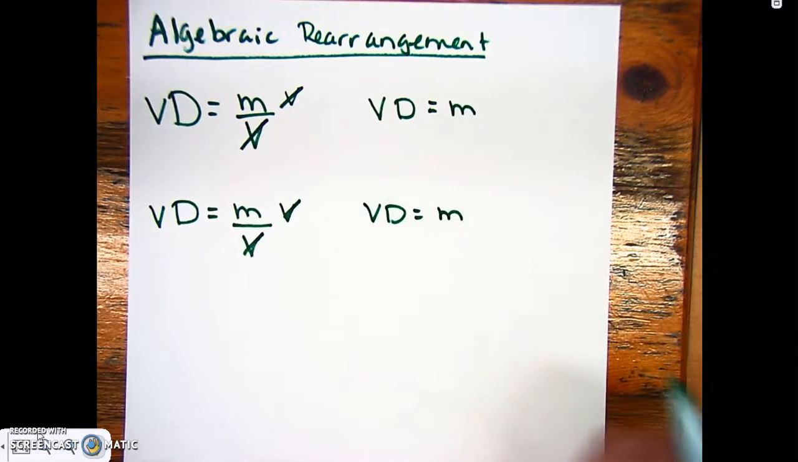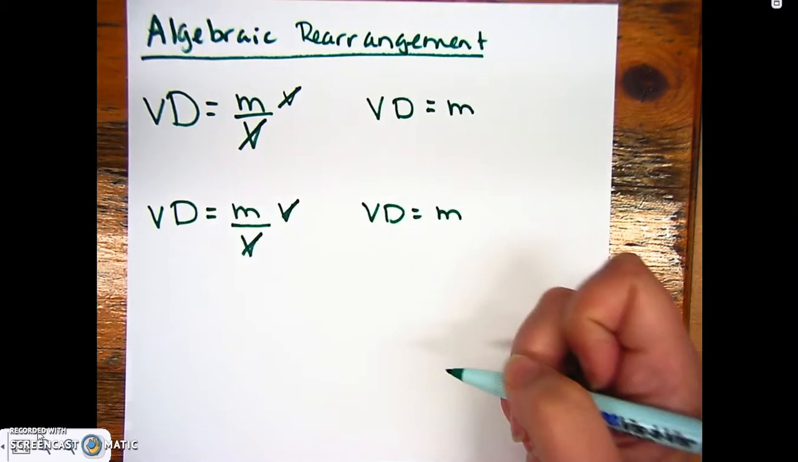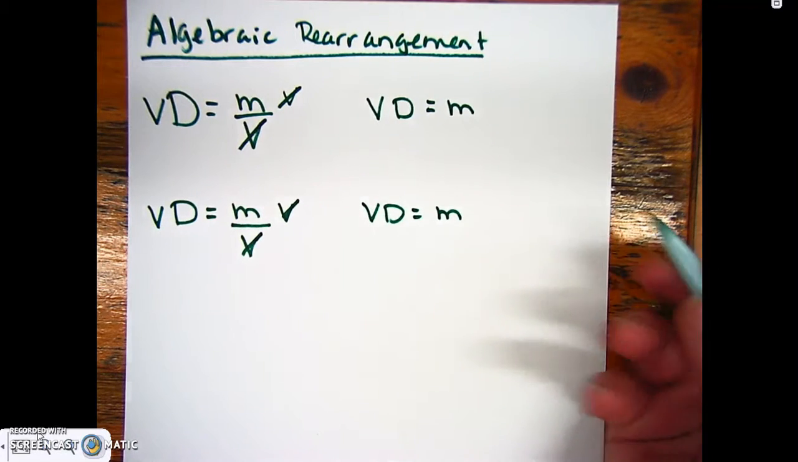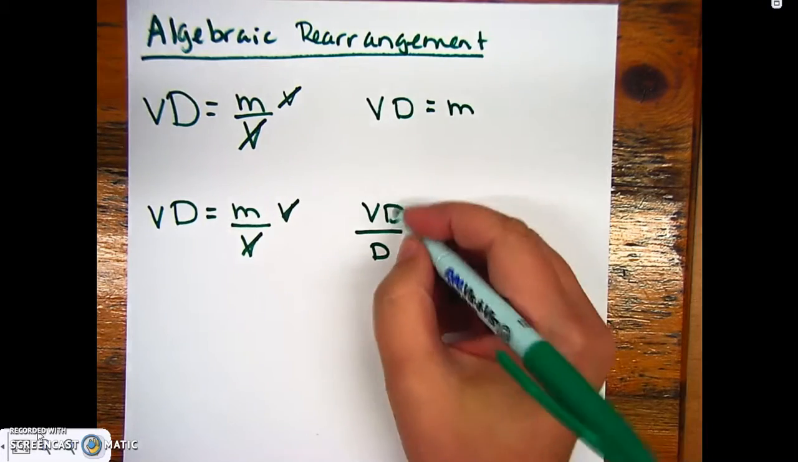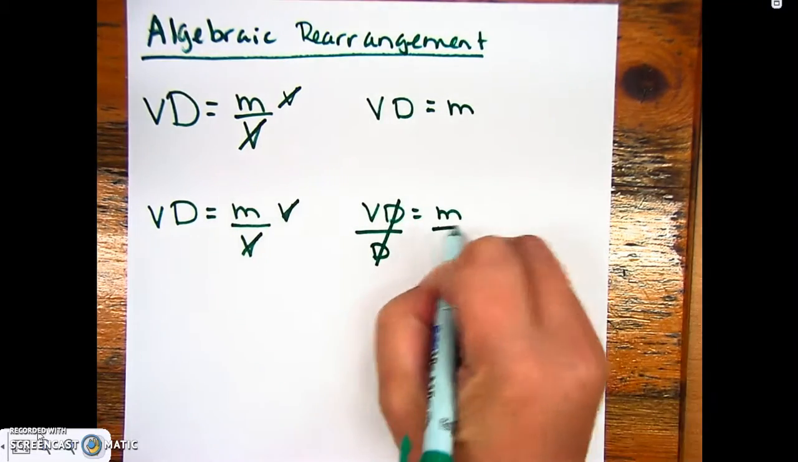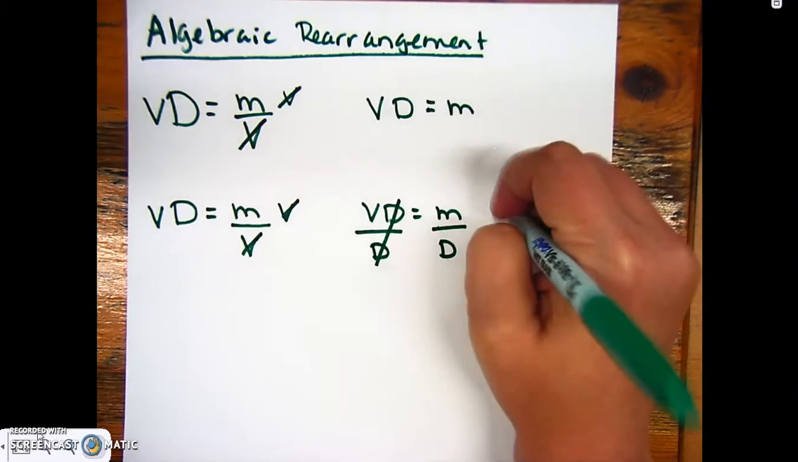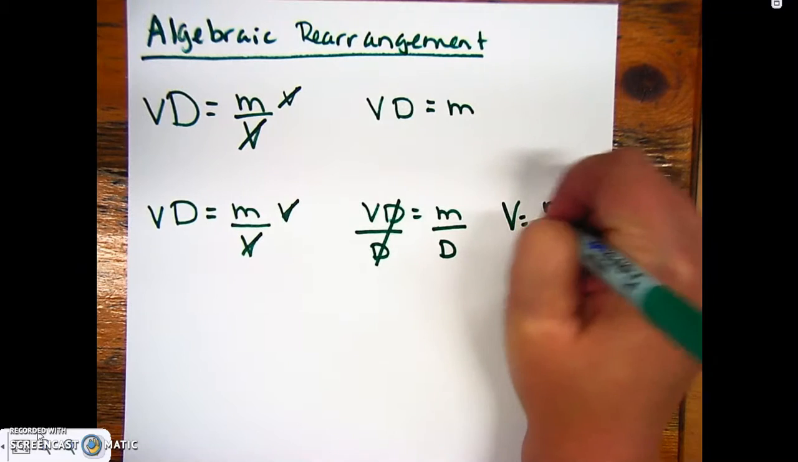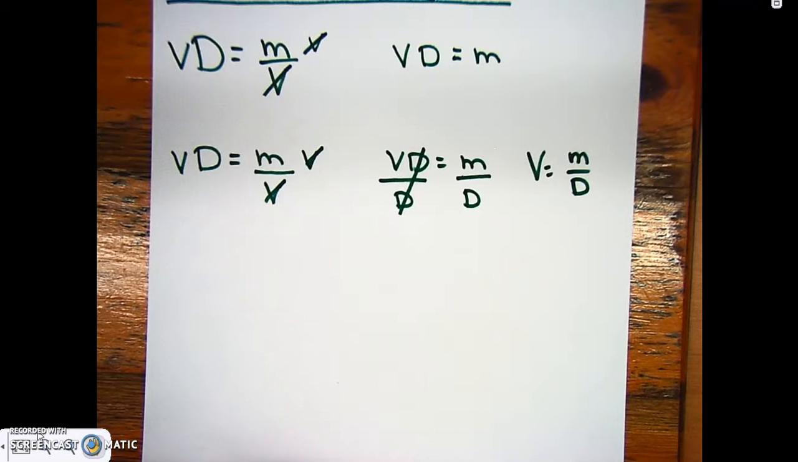So here I am again at this. And then in order to get the volume by itself, now I have volume times density, so the opposite of multiplication there would be division, so I'd have to divide by density here to make it cancel, and what I do to one side, I do to the other. So I would divide over here, and what I'm left with is volume is equal to mass divided by the density, right?